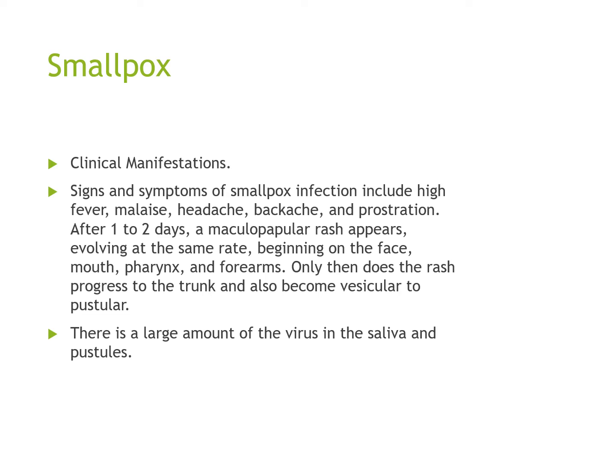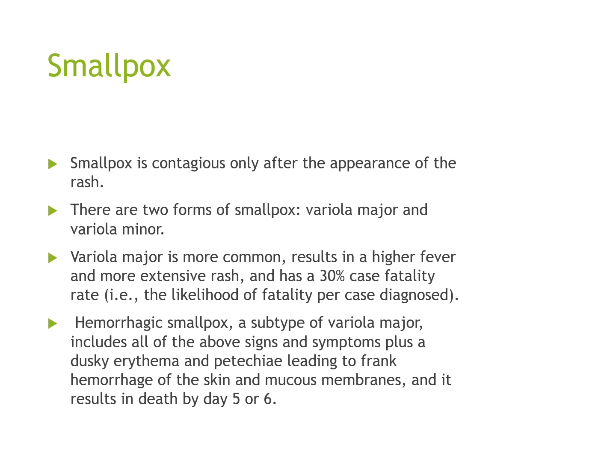Clinical manifestation. So what are you seeing in these patients? You're seeing things like a high fever, malaise, headache, backache, and prostration. So prostration is just being extremely, extremely debilitated and extremely, extremely weak. Apparently after 1 to 2 days, a maculopapular rash appears, and it starts on the face, mouth, pharynx, and forearms. And then the rash progresses to the trunk and then becomes vesicular to pustular. And there's a large amount of virus in the saliva and pustules. Okay. So contagious only after the appearance of the rash.